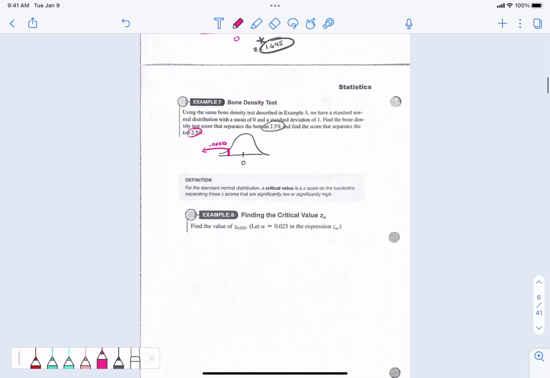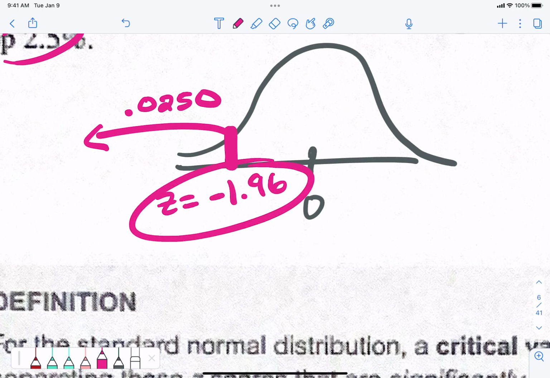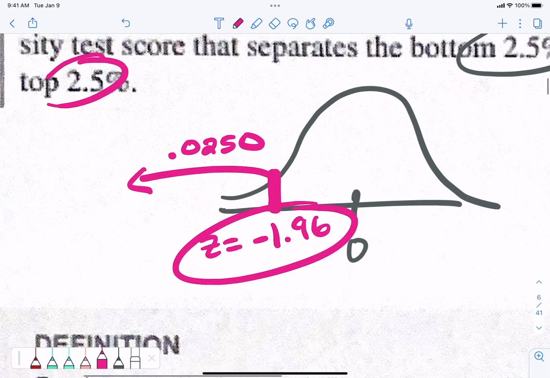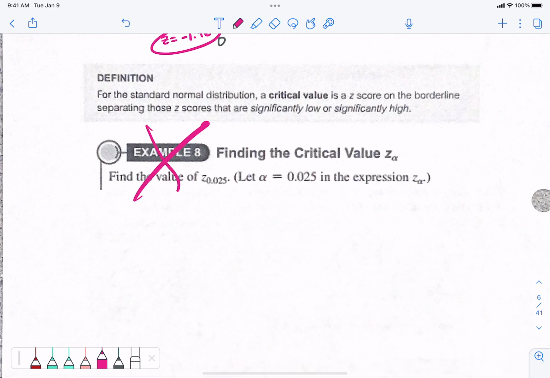All right, right here. Here we go. So this guy has a z-score of negative 1.96. That's his bone density score if you're in the bottom 2.5%. Happy with this? We still on number 7? Put that away. That was example 7. Okay, good? Don't worry about example 8.